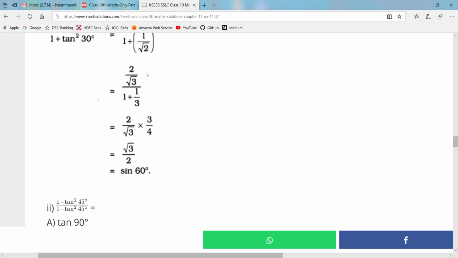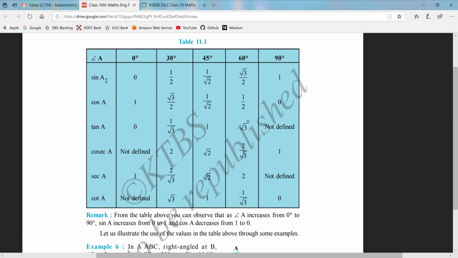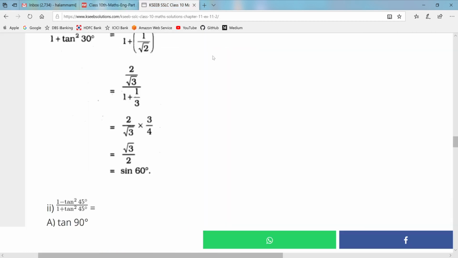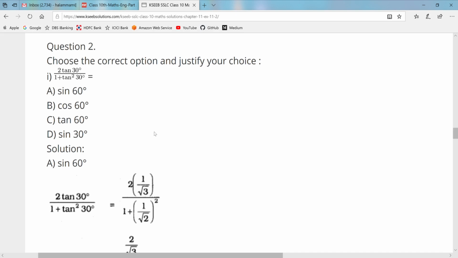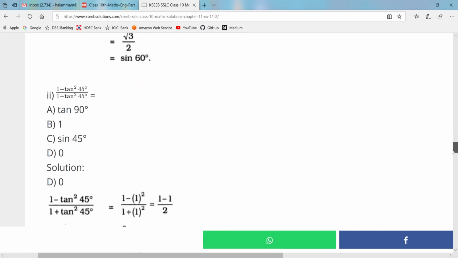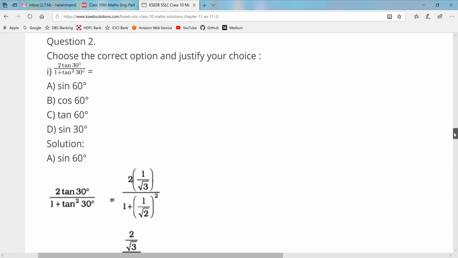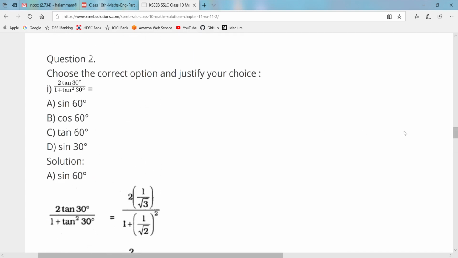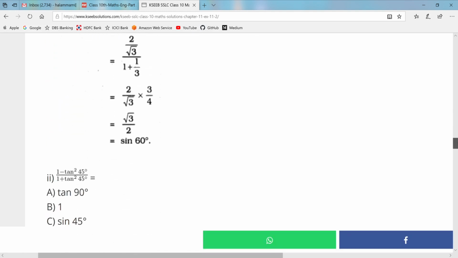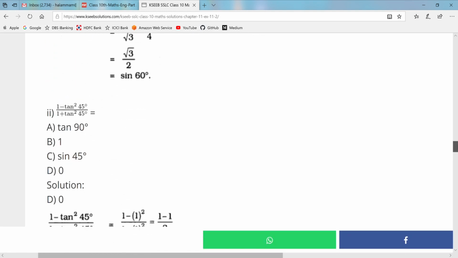So root 3 by 2, obviously check the value root 3 by 2 in this table. Sine 60 degree is root 3 by 2, and cos 30 degree is also root 3 by 2. Whether it is there or not, we can check this. In this option sine 60 degree is there, cos 30 degree is not there here. Only the sine 60 degree is there, so that is the answer for this question, option number A is the right option here. That is, you got the answer root 3 by 2. Okay, go for the next question.